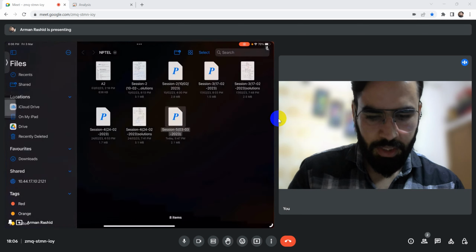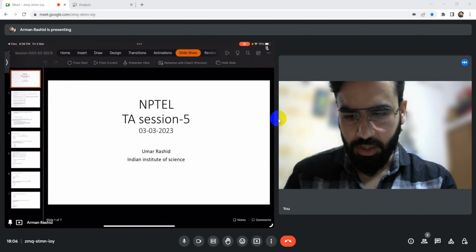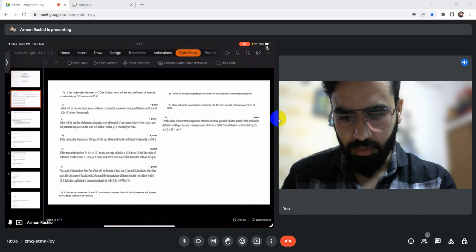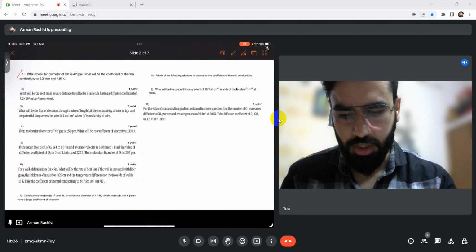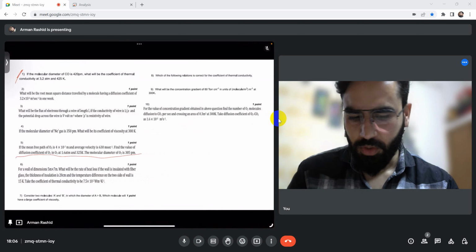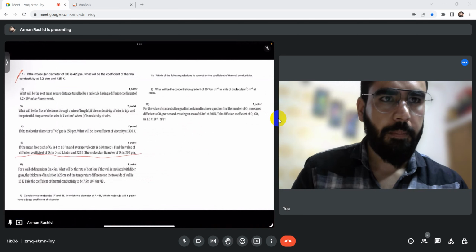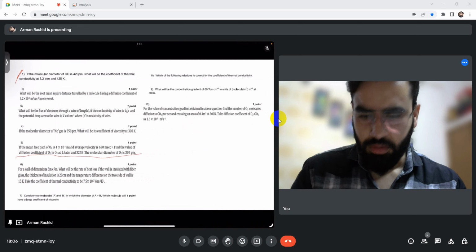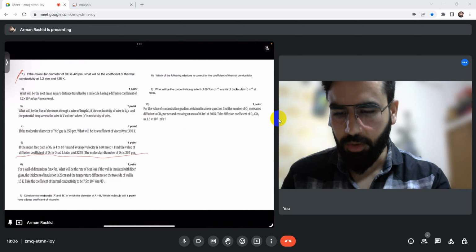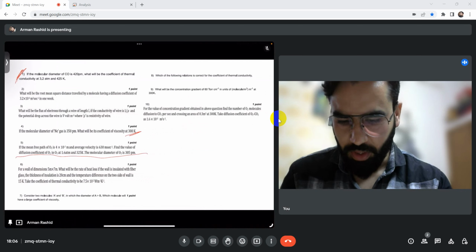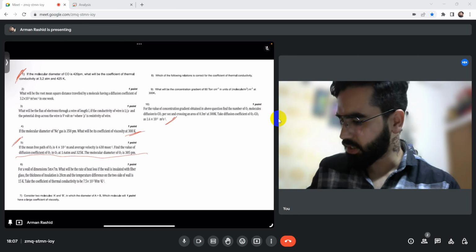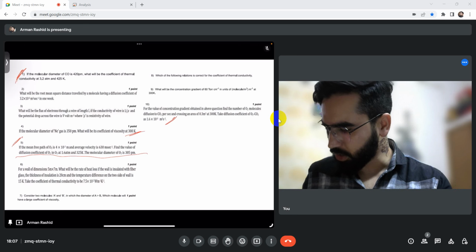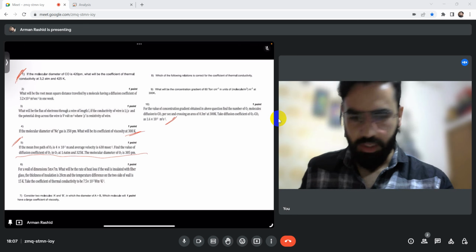Now in the fifth session, we have already solved question 1 to question 4. We'll be solving question 5 to question 10 today. This is related to fluid dynamics also.